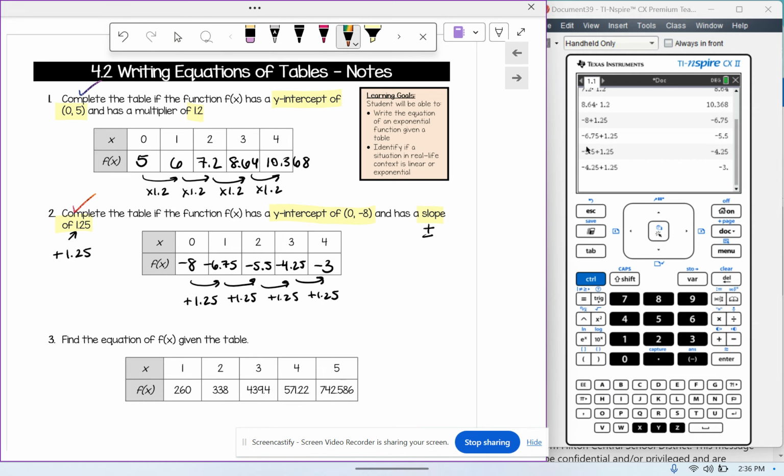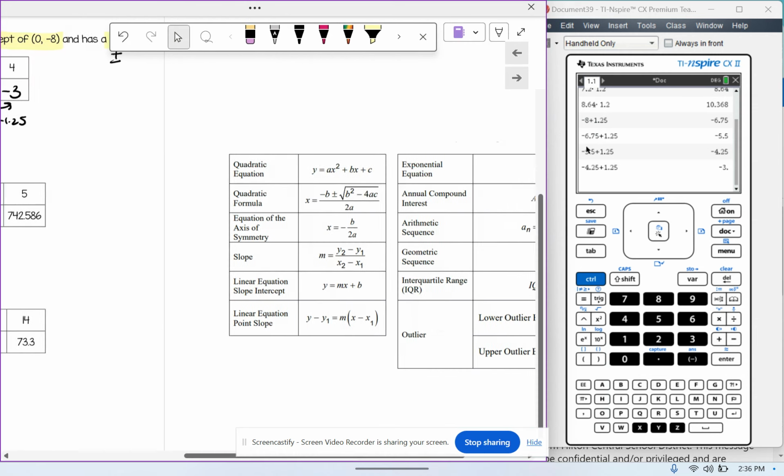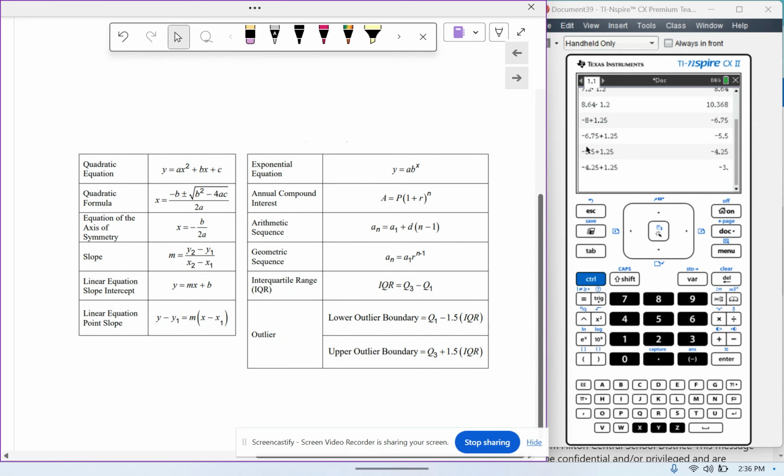Question 3 says, find the equation of f of x given the table. So now I'm writing an equation. I need to keep track of the two types of equations that I end up writing in this class from a table. This is a screenshot from our reference sheet. I am either going to write a linear equation given the table or an exponential equation given the table. In a linear equation, I am going to be dealing with a slope and a y-intercept. We know where to find those in the equation. And then in an exponential equation, I have a, which is the y-intercept, or where the curve begins, and then b is going to be my multiplier, or my base.